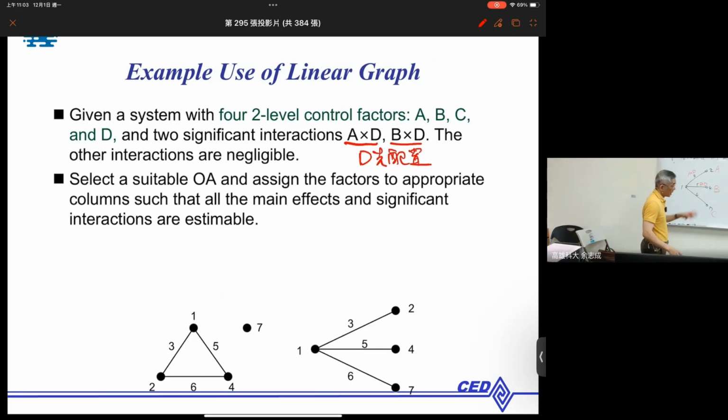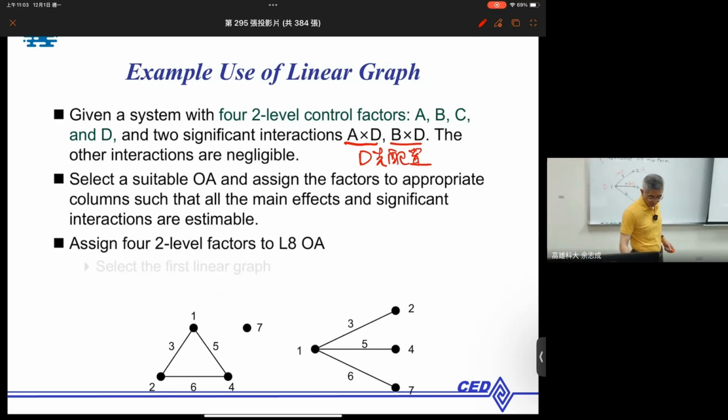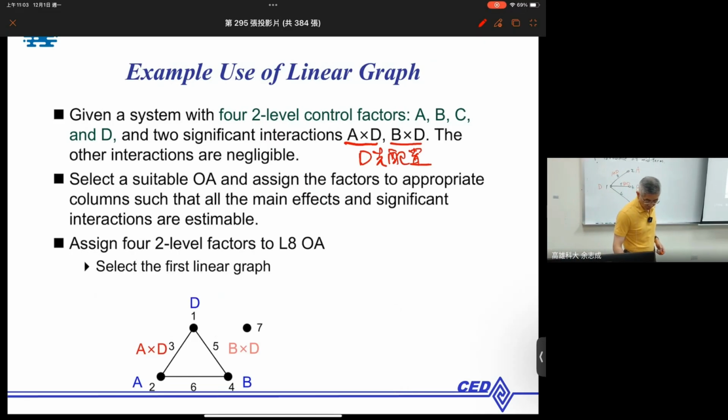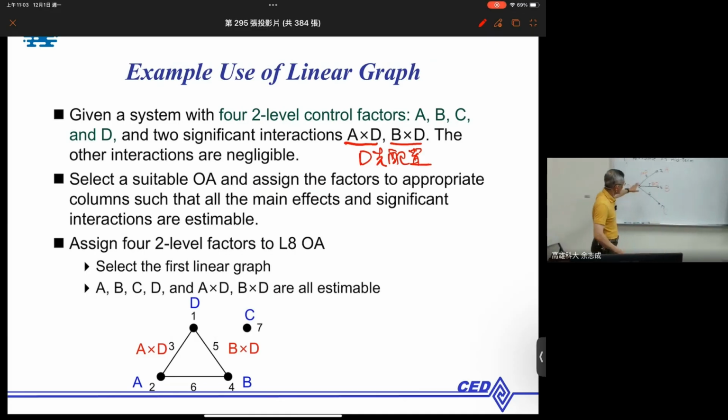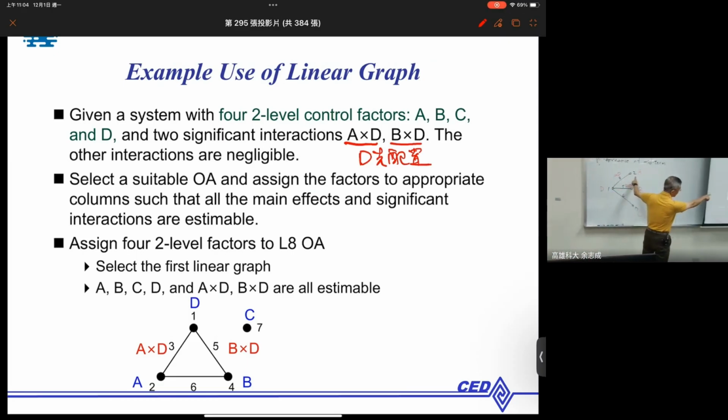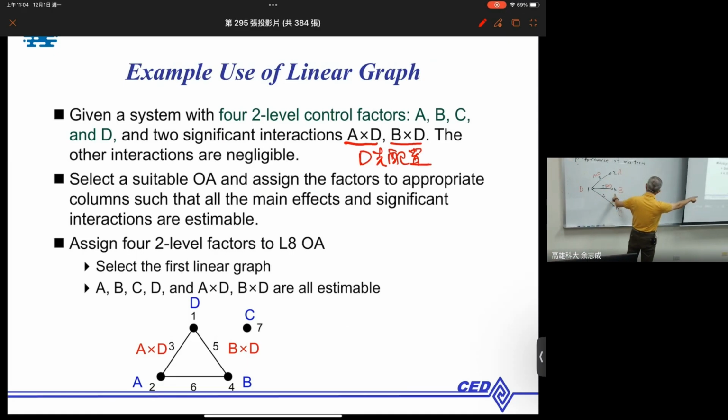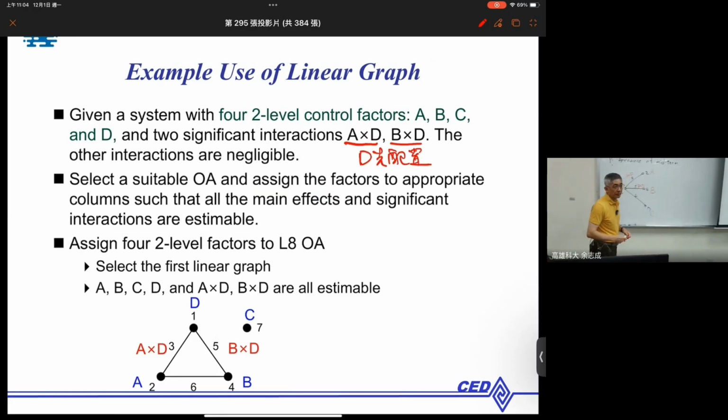Okay, so you can use either linear graph. In this case, you can either use the linear graph on the left using this assignment, or you can use this assignment. And you can find out these two are the same, right? D in column 1, A in 2, B in 4, C in 7, the same.